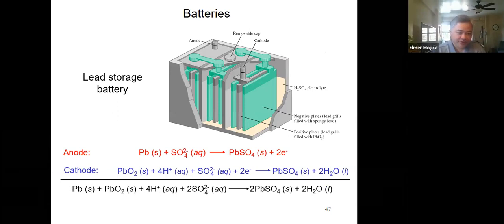Okay, so if you're going to look at this, it's just lead reacting with lead oxide and then an acid, a sulfate, producing lead sulfate and water. And once it becomes lead, all you need to do is charge it to restart again.